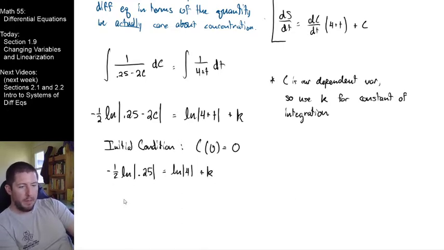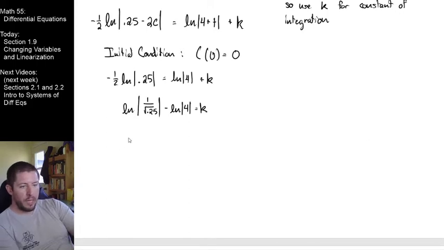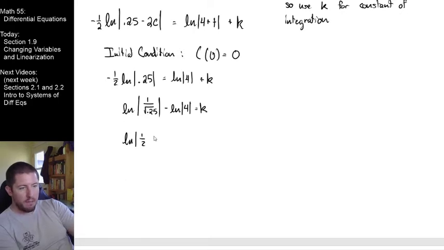All right, so it looks like we have to do a little bit of math right here. I'm seeing natural log of, I know that this is like 1 over the square root of 0.25, right? That's 0.25, but we're taking the negative 1 half power of it. So negative makes it 1 over, 1 half makes it the square root, minus the natural log of 4 should be equal to k. And what are we going to get here? The square root of 0.25 is going to be 0.5, because 0.5 squared is 0.25. That's going to be natural log of 1 half, minus the natural log of 4. That's going to be the natural log of.